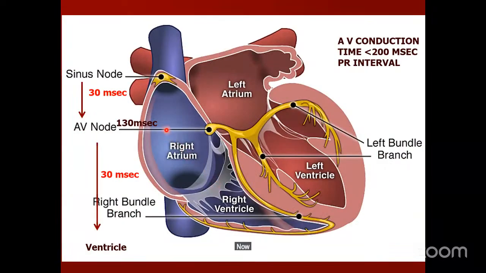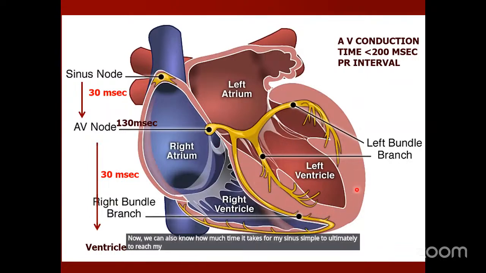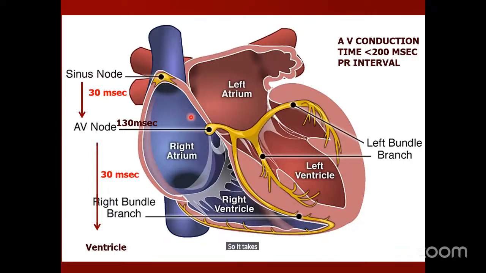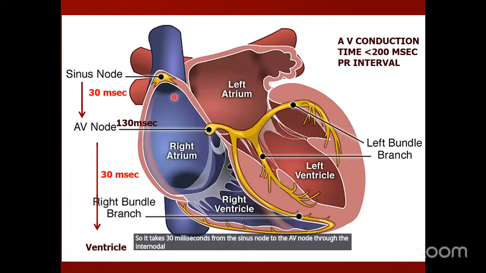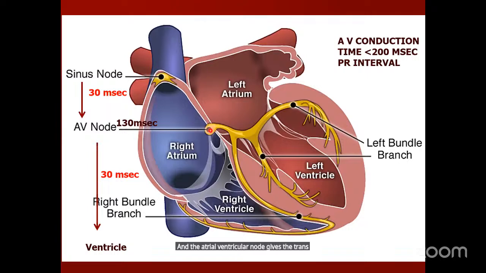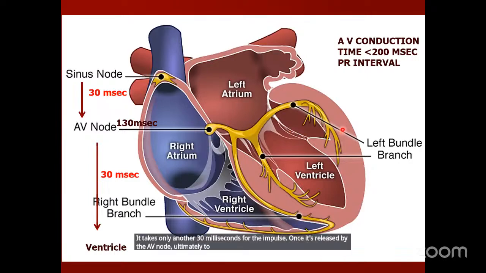Now we can also know how much time it takes for my sinus impulse to ultimately reach my ventricular muscle. So it takes 30 milliseconds from the sinus node to the AV node through the internodal pathways as well as through the atrial muscle. And the transit time at the AV node is going to be 130 milliseconds because the impulse is going slowly there. Then, of course, rapidly spreading through the specialized conduction system of the heart, it takes only another 30 milliseconds for the impulse, once it is released by the AV node, to ultimately reach the ventricular muscle cell through this specialized conduction system and through the Purkinje fibers.